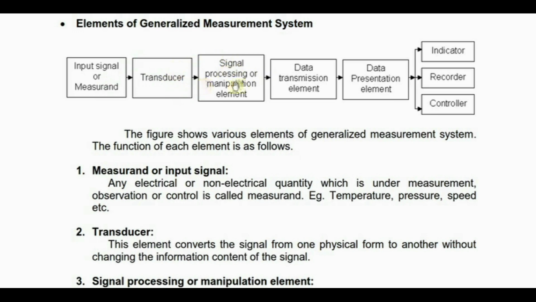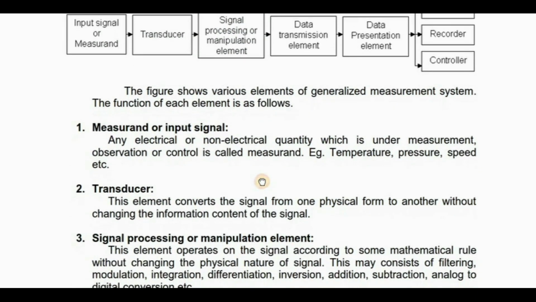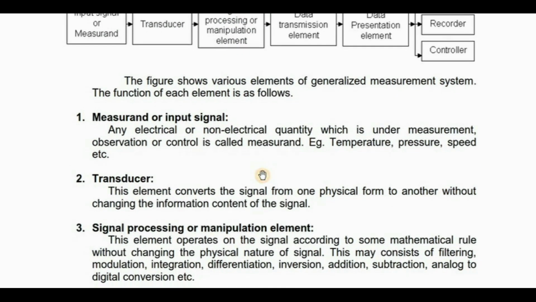going to feed to the signal processing or manipulation element. What is the signal processing and manipulation element? What does it do? See, this element operates on the signal according to some mathematical rule without changing the physical nature of the signal. This may consist of filtering, modulation, integration, differentiation, inversion, addition, subtraction, analog to digital conversion, etc.